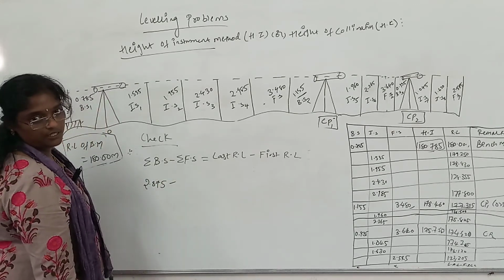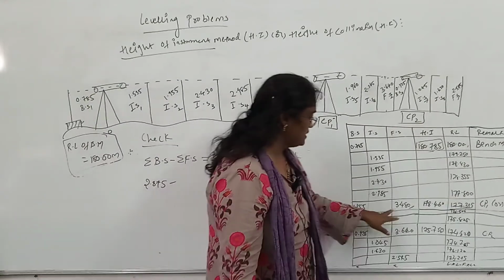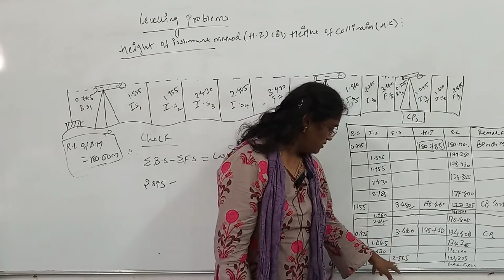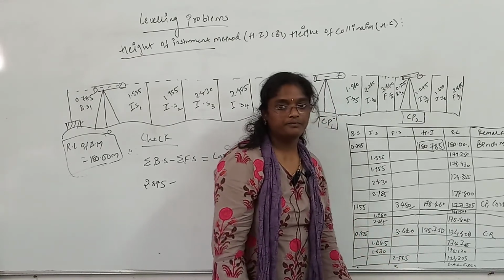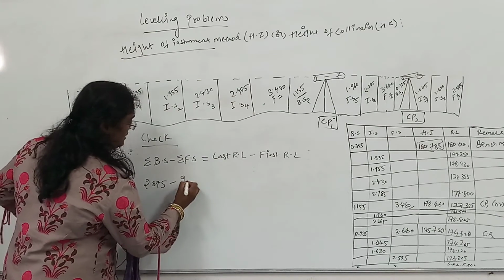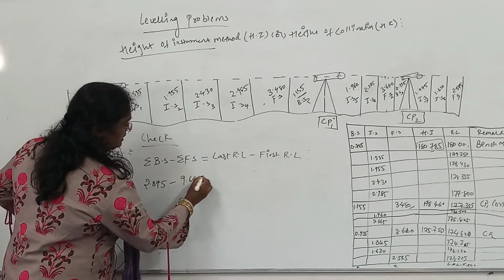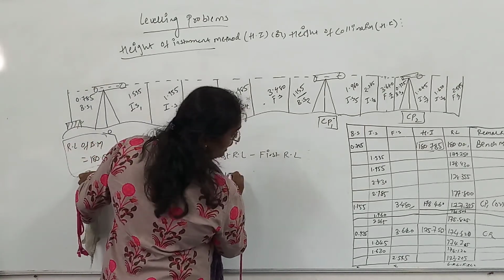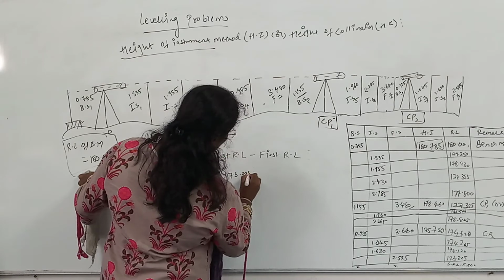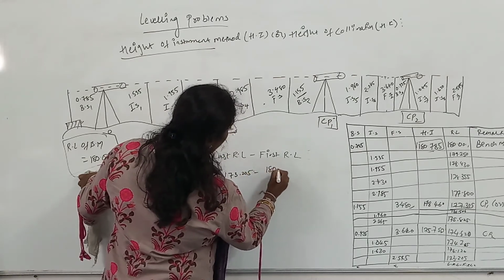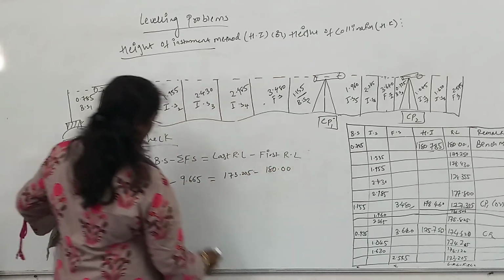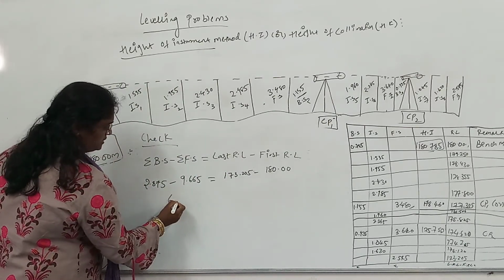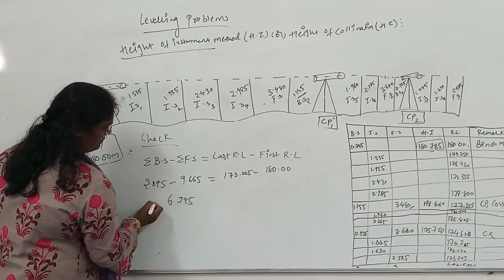Summation of foresight is 3.480, 3.640, 2.545. Tell me this value. Last RL is how much? 173.205 minus first RL, which is 180.00. Alright, here what is the value? 6.795.